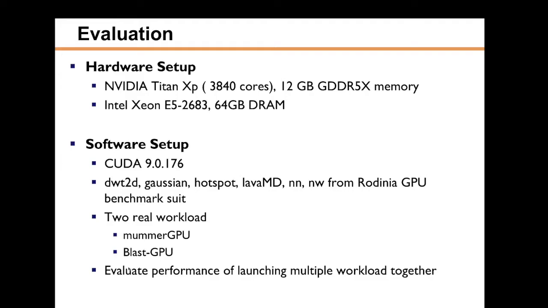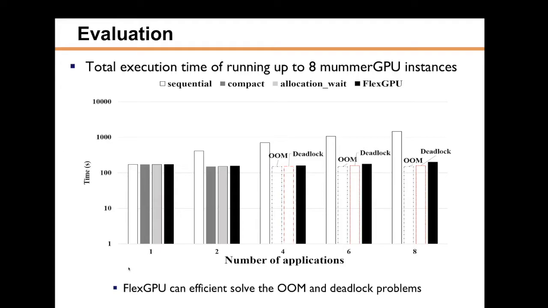The target workloads are from the Rodinia GPU benchmark suite and two real workloads, which are MemoryGPU and BlastGPU. Then we'll show the execution time of executing MemoryGPU in 4 different scenarios. The first one is sequential execution, which sequentially executes each instance one after another. The second one is compact execution, which manually compacts multiple instances to make them run in parallel.